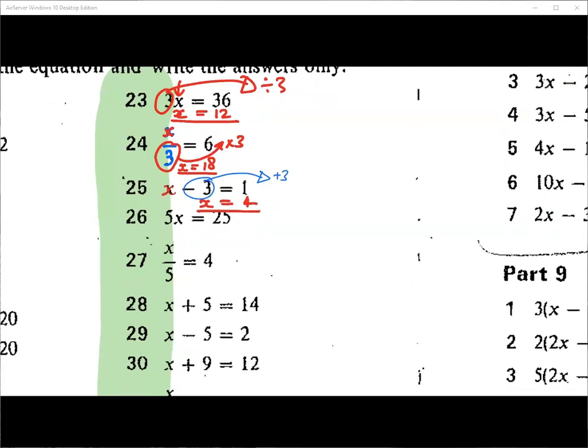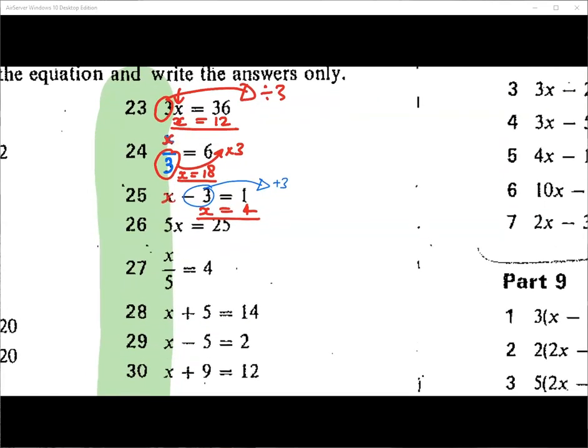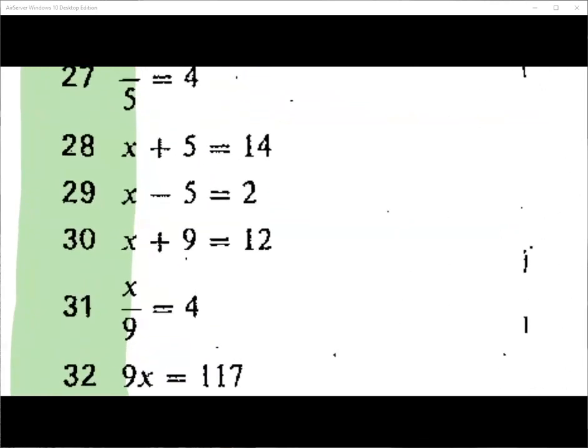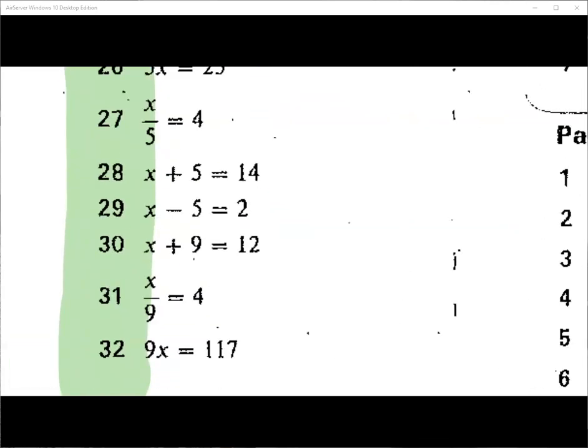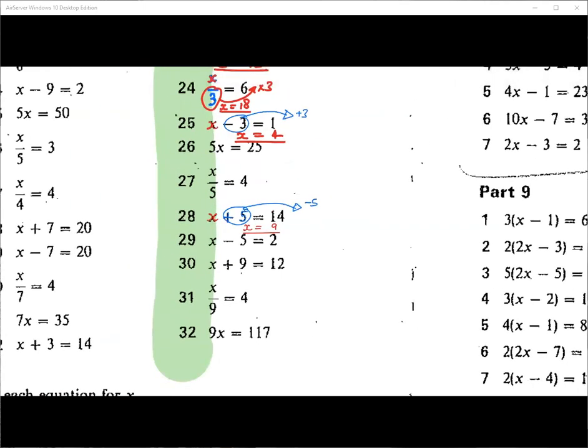Okay, good. So we've done a times one, a divide one, and a minus one. Let's jump to question number 28, please. You circle add 5, and then you drag it to the right, and then you find the opposite of add, which is minus, and then you do 14 minus 5, which is 9. I haven't done any questions after 28. Okay, that's no problem. So let's have somebody else.